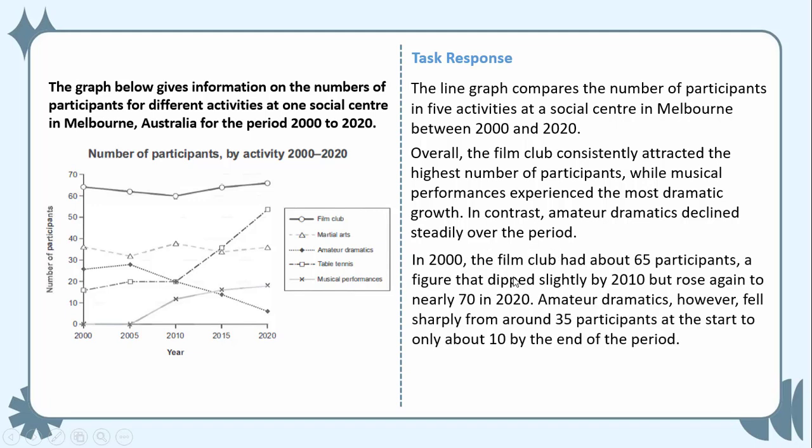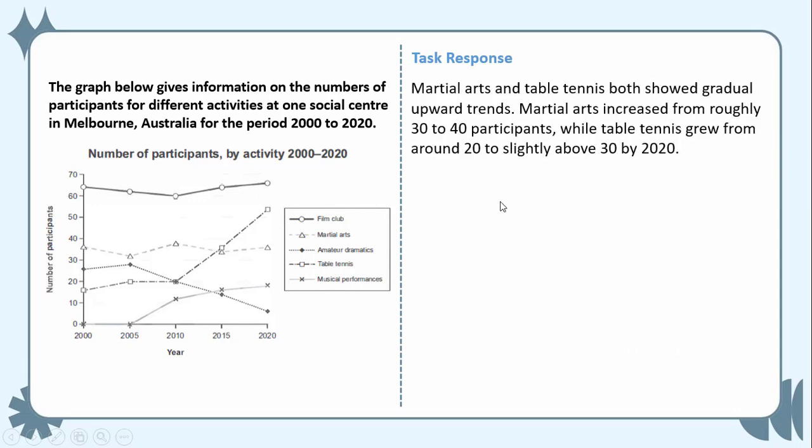In 2000, the film club had about 65 participants, a figure that dipped slightly by 2010 but rose again to nearly 70 in 2020. Amateur dramatics, however, fell sharply from around 35 participants at the start to only about 10 by the end of the period. Martial arts and table tennis both showed gradual upward trends. Martial arts increased from roughly 30 to 40 participants, while table tennis grew from around 20 to slightly above 30 by 2020.